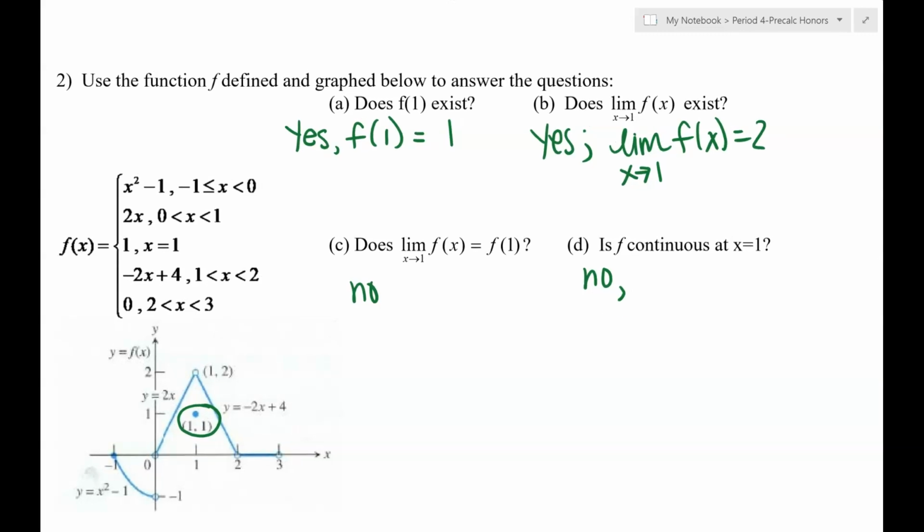what kind of discontinuity is this? A hole, okay? So no, because f of x has a hole. Guys, a hole is the only type that is removable, okay? See, that's easy. Not a big deal. Reducible.